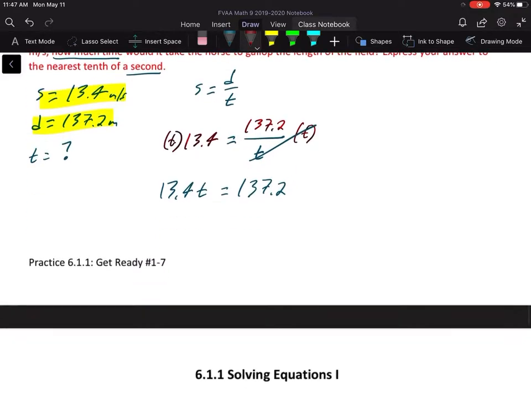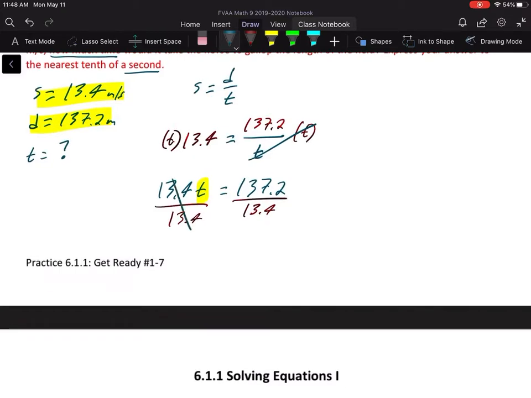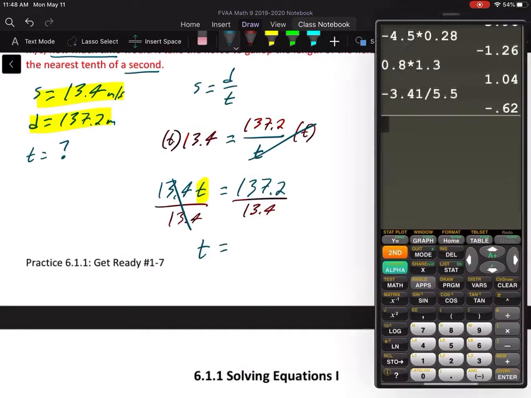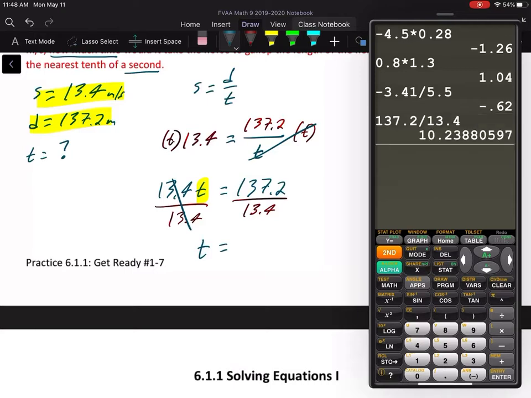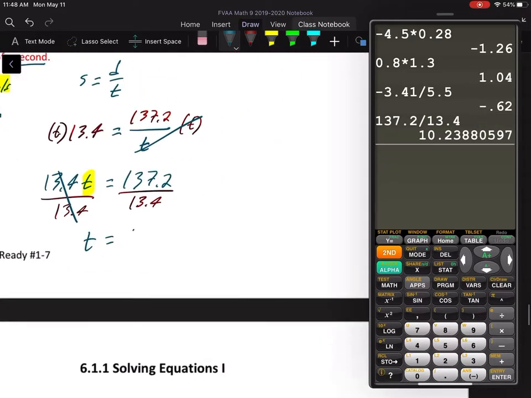Now in order to get T by itself, because it's 13.4 times T, I'm going to divide both sides by 13.4. Same reason here, because 13.4 divided by 13.4 is equal to 1, they cancel out. I end up with T by itself. Then I do 137.2 divided by 13.4, and I get my final answer of 10.